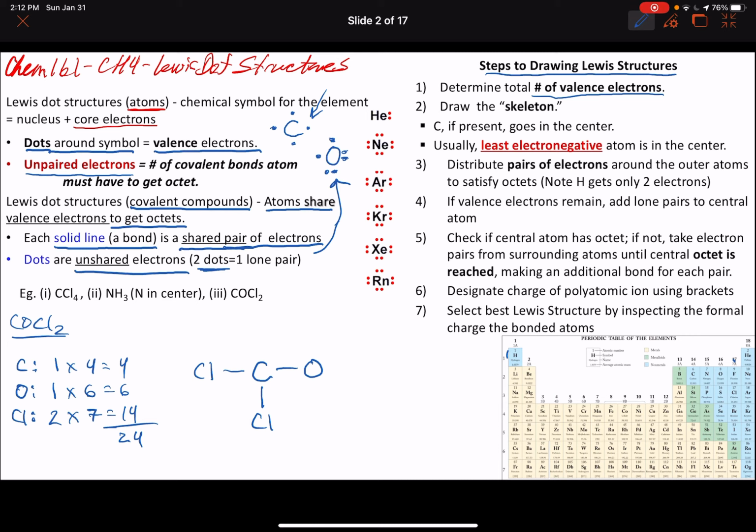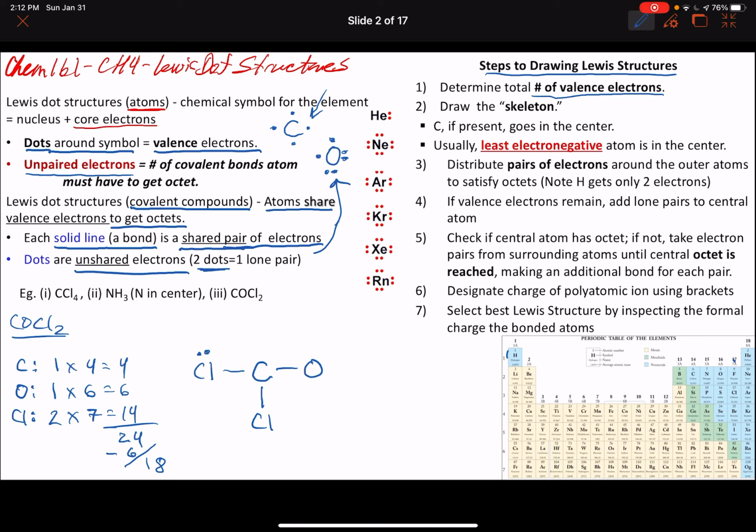In doing so, we've just used 6 valence electrons, so I'm going to keep track of my total. I now have 18 valence electrons to work with for the remainder of the exercise. It now says to distribute pairs of electrons around the outer atoms to try to satisfy octets there. So typically at this point, we might have to choose between oxygen and chlorine. So we'll start with the more electronegative option, and that's going to be the chlorine.